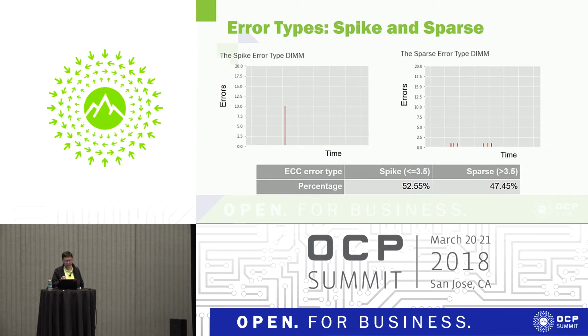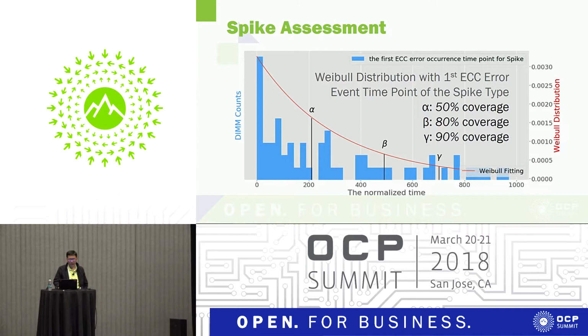It's a spike. Another type is sparse. We define that their ECC error occurrence is more sparse. It's more random and cannot be centralized in a certain time. According to our calculation and analysis, the ratio for spike and sparse is just half-half, around 50% spike and 50% sparse. Then, how do we assess those?